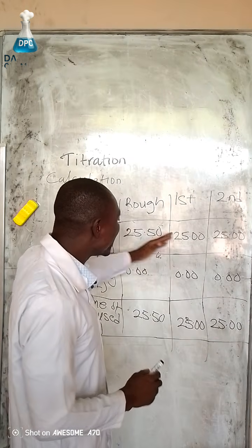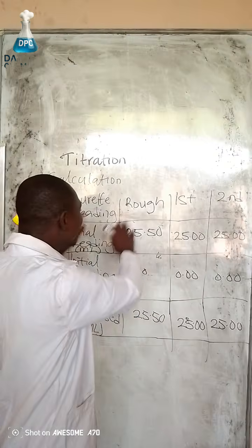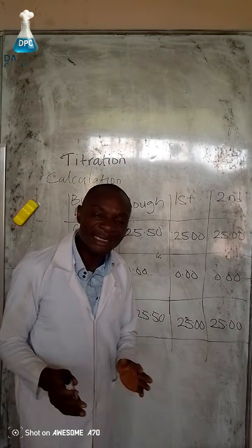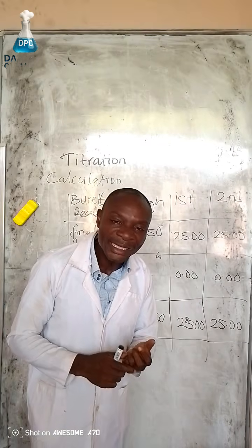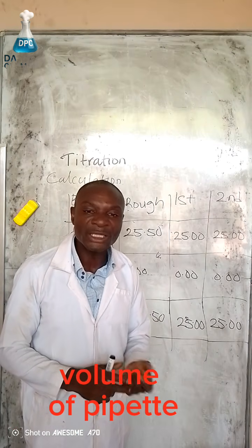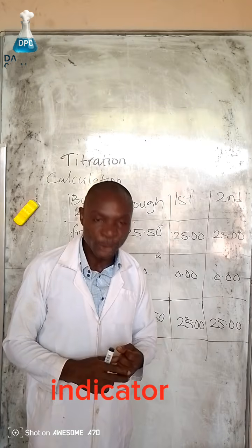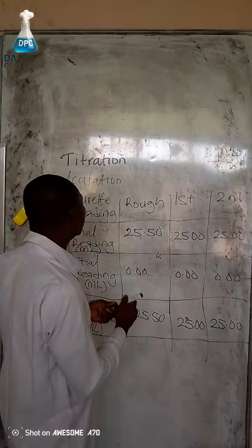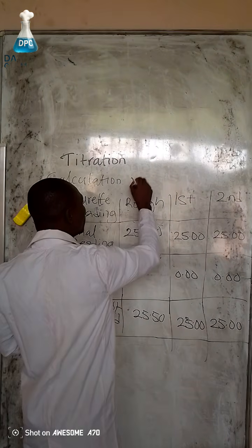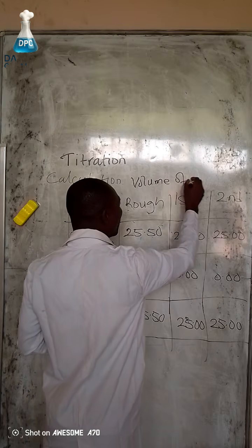Now, in every titration table, certain things are required. These are the values. You need to indicate the volume of pipette in the titration table and also your indicator used. So now, in this case, the volume of pipette.